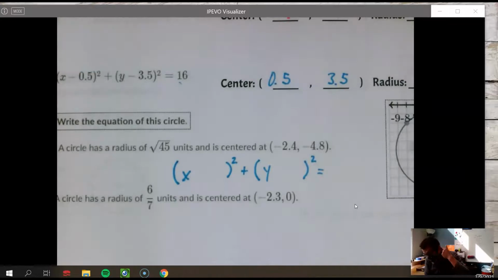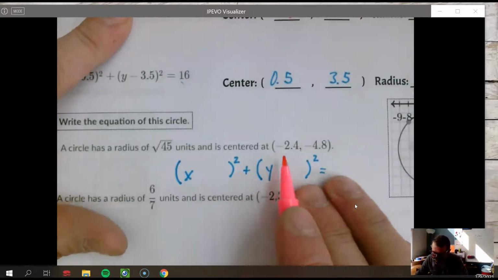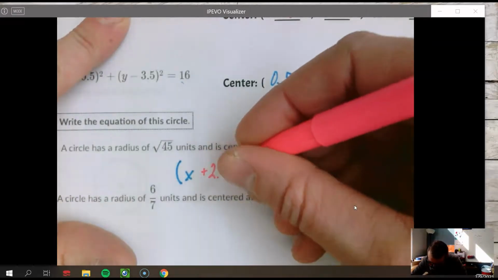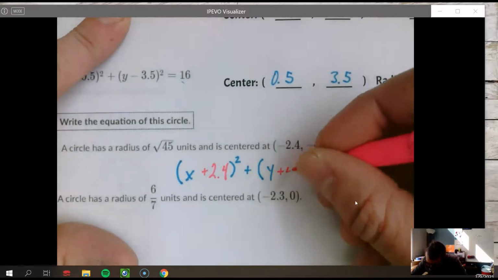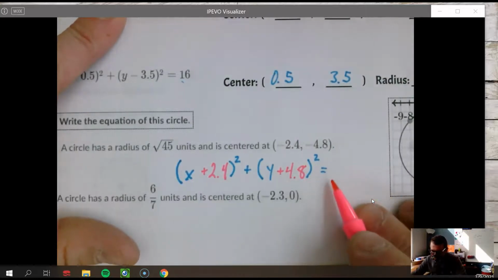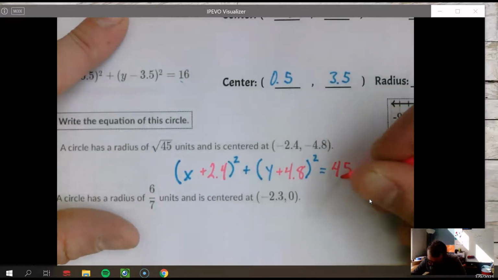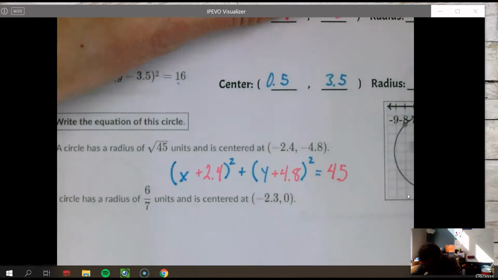You're right. So be careful when we go to fill in our values here. You might feel like it'll be negative 2.4, but it's not. It's positive. And this will also be positive. And then what would we put over here? Because over here goes the r squared. 45. Go ahead and try the next one on your own, and then go try that picture on your own.